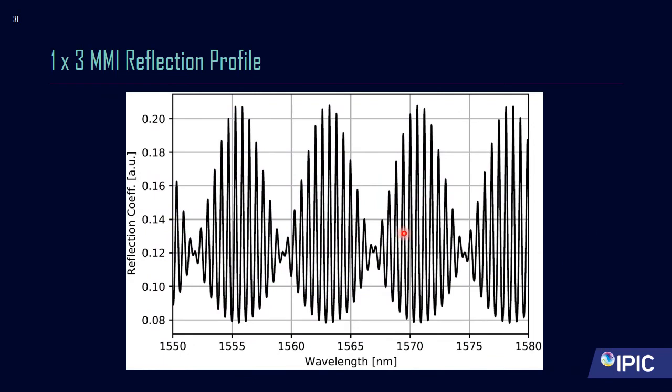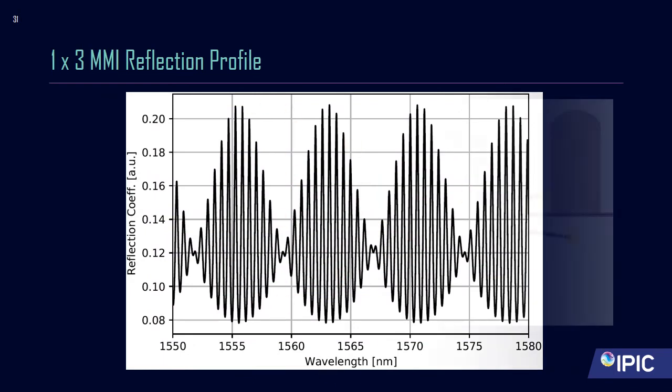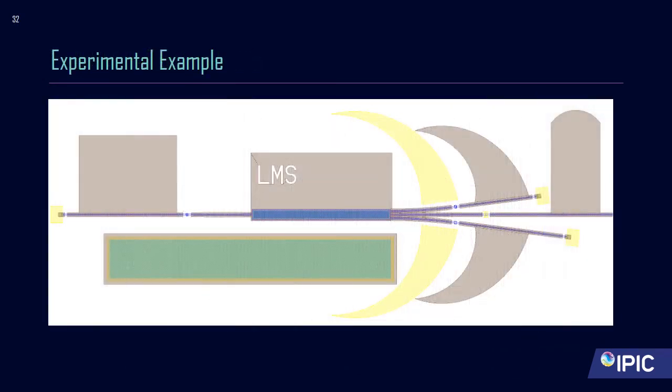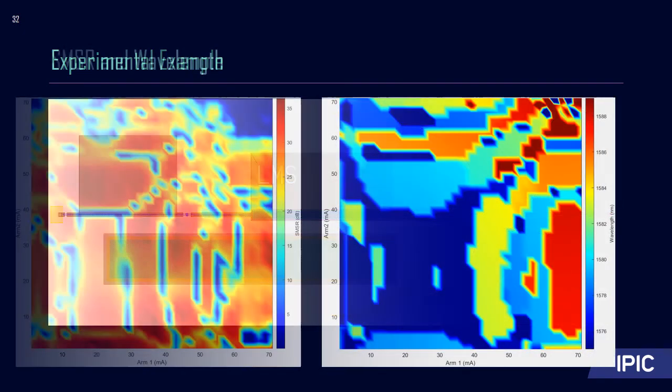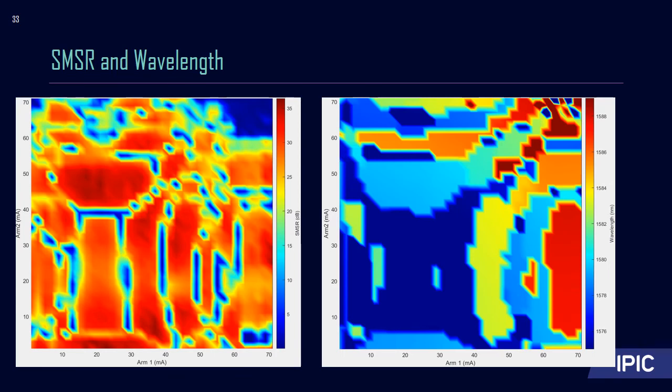The reflection profile of such a device would resemble what I showed here. In terms of experimental analysis, what one typically does is keep the gain section constant. I believe I kept it at about 60 milliamps, and then vary the current across arm 1 and arm 2 and measure the output through the output arm. Here are some results I got from that.